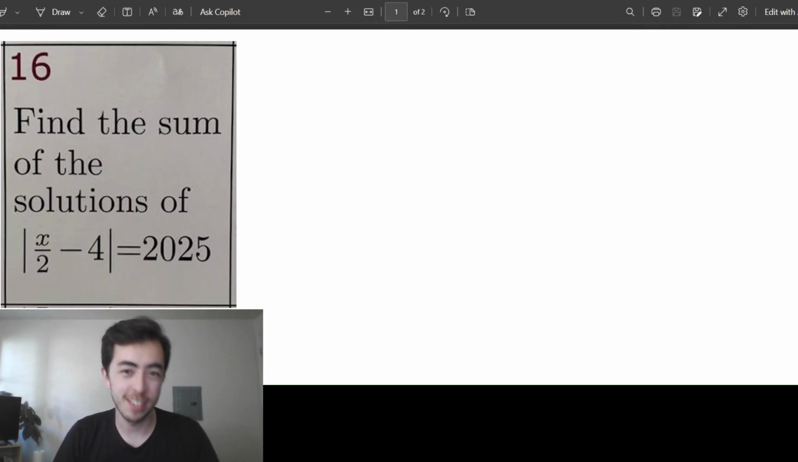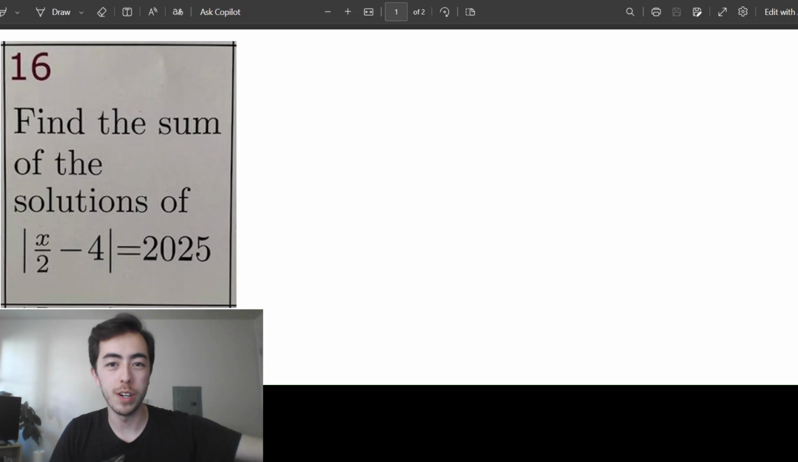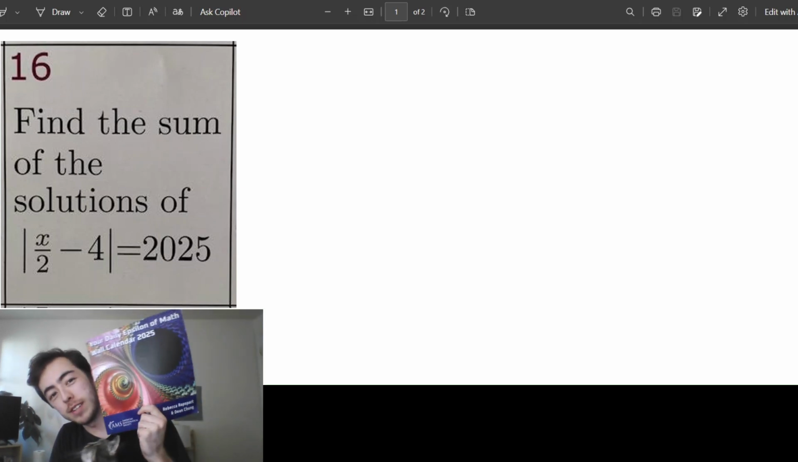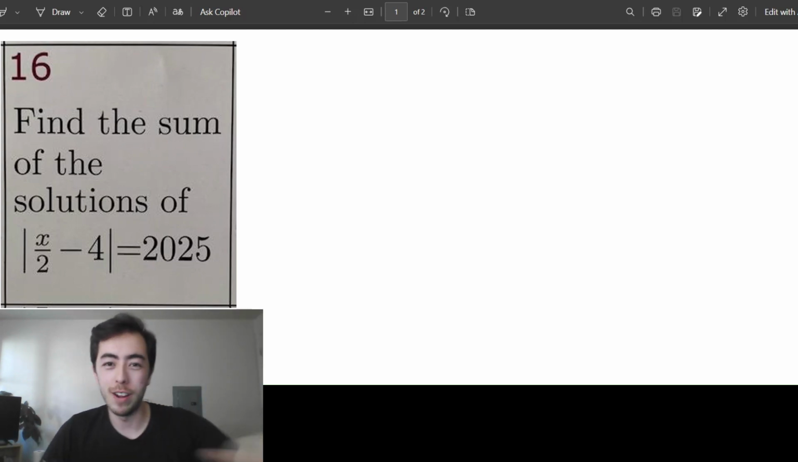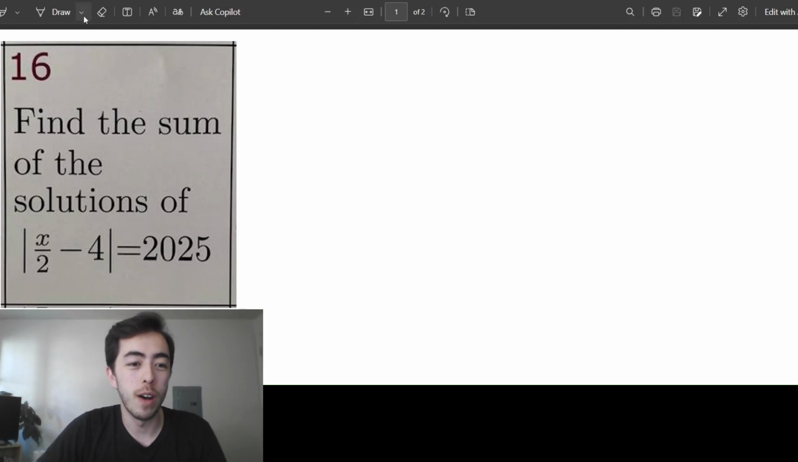Today is June 16th, and we're solving problem number 167 from the Daily Epsilon calendar, and Quill is right here with me, doing the math right along with us. We need to show why the sum of the solutions of this equation is equal to 16.